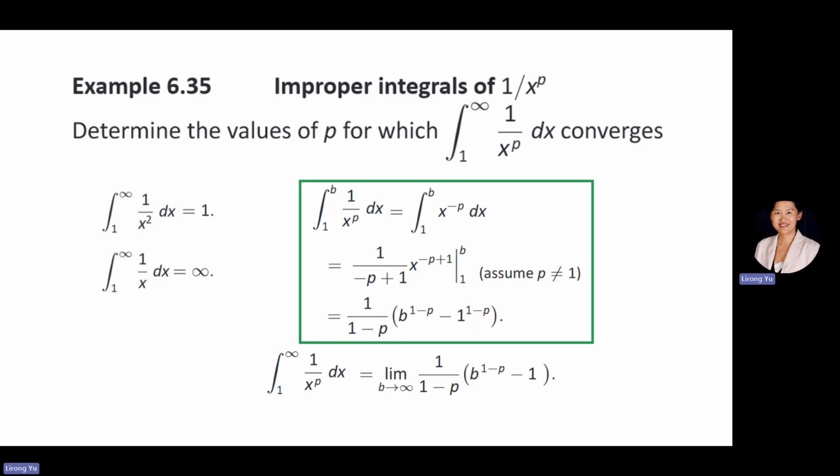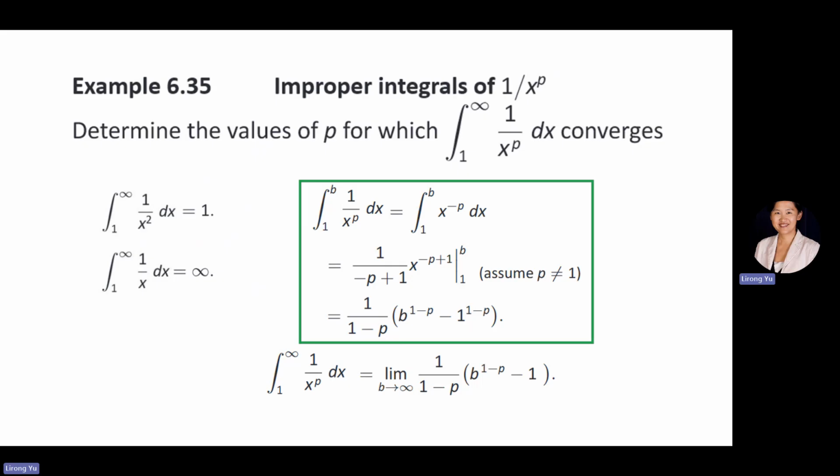The main question we have to ask is whether 1 minus p is positive. To see it clearly, if the power is positive, the function is going to be increasing. So b to the 1 minus p power, if 1 minus p is positive, which means 1 is bigger than p, or p is less than 1, we get a positive power, and this function goes up. So if b goes to infinity, the whole thing also goes to infinity. That's divergence. So if p is less than 1, we can see it's going to diverge.